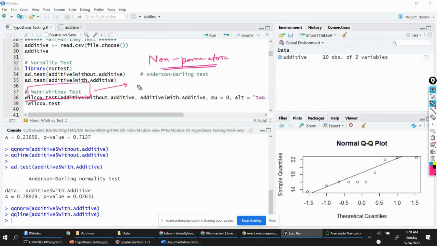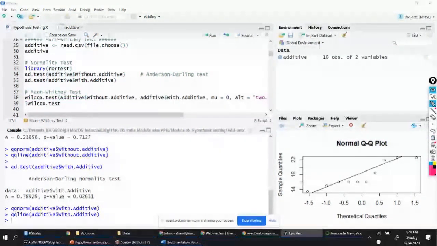We follow medians. Or another way, we compare the median mileage of the groups. We do not compare the means. We compare the medians. Okay. So let us do this Mann-Whitney test case.